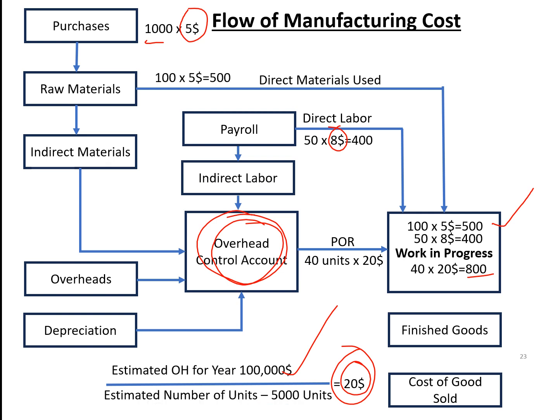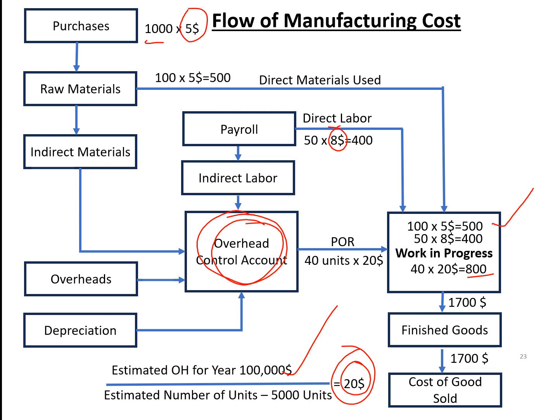Now when the work is completed from work in progress, what will happen? This cost will go to finished goods, or the item will be moved to finished goods. So you will debit finished goods inventory and you will credit work in progress for $1,700. So now all the cost has gone to finished goods. Now when you sell these goods, you don't have those goods with you, right? So you have to credit finished goods, and you will debit cost of goods sold. So that will report the total cost of the 40 units you have sold.